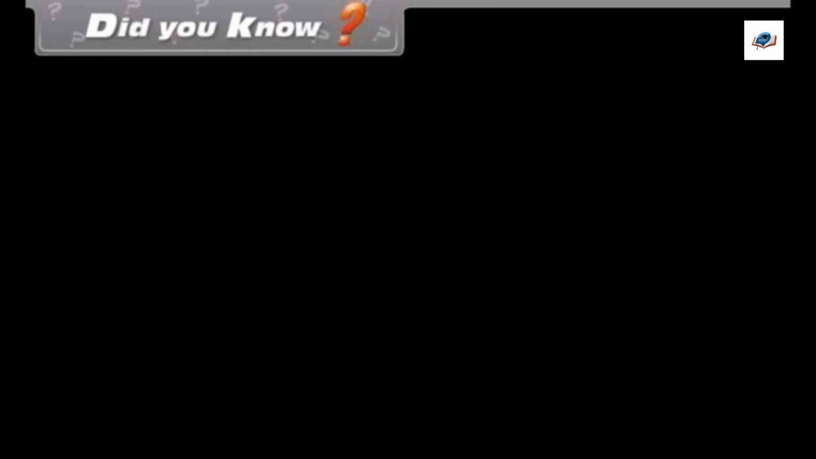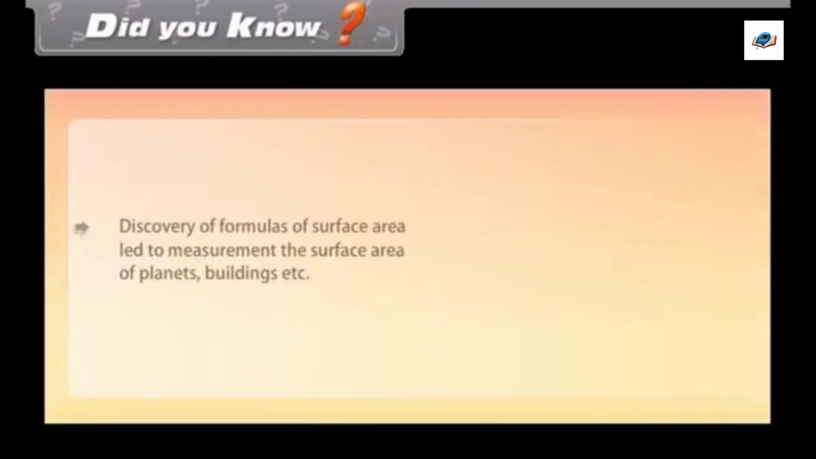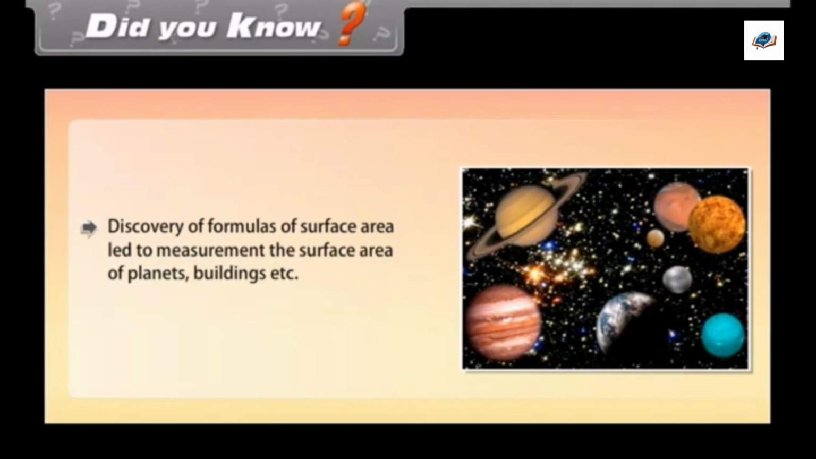Did you know? Discovery of formulas of surface area led to measurement of the surface area of planets, buildings, etc.